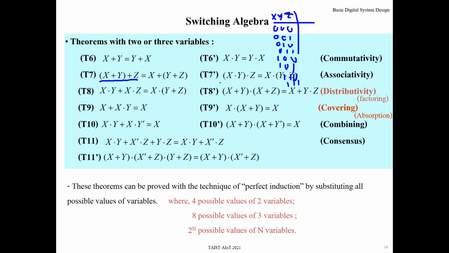Okay, and apply for left hand side and right hand side. Okay, its values are the same for every case of the input value. That means it's always true.